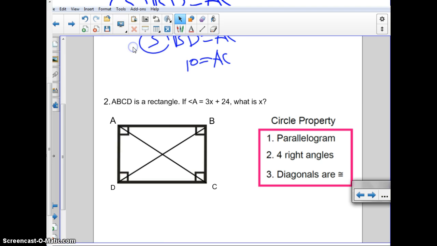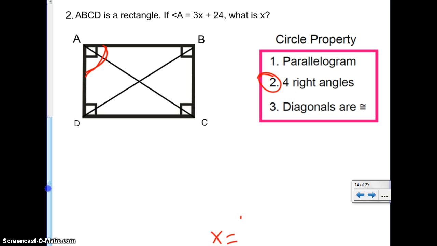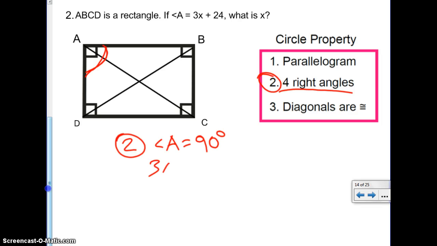Let's look at number 2. So number 2 says, we have ABCD is a rectangle. If angle A is 3x plus 24, what is x? Well, angle A is this whole piece, right? But we know from our properties that we have 4 right angles, right? So that means by this second property, we can say that angle A is equal to 90 degrees. But they told us what angle A is. They said angle A is 3x plus 24. So we can just set that equal to 90 degrees and then solve for x, right?